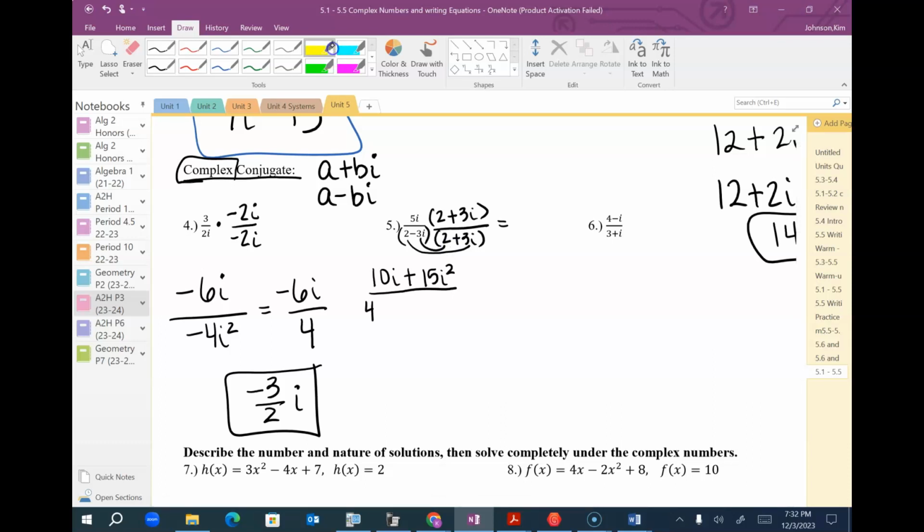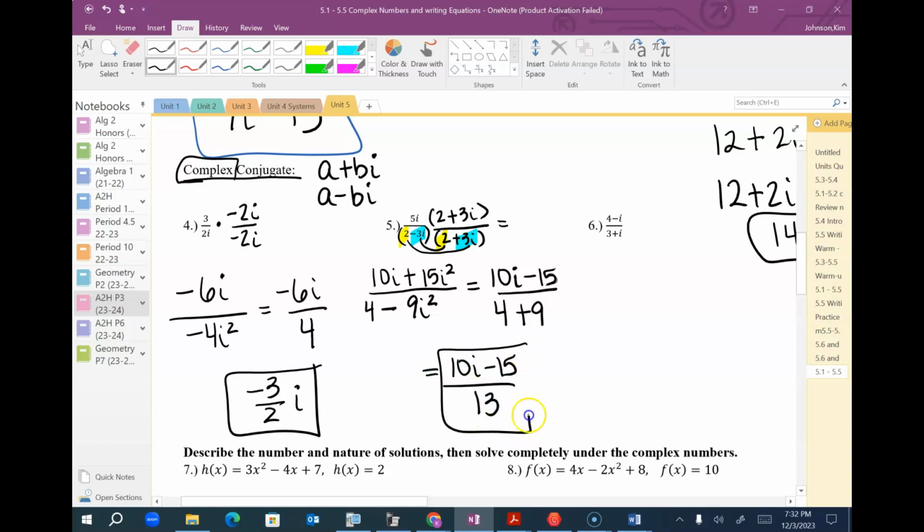So I really just need to focus on multiplying the first numbers and the last numbers. So this will be 4, and then it'll be minus 3i times 3i, which is negative 9i squared. And so I end up with 10i in the top minus 15, because that's 15 times negative 1, and 4 plus 9, because that's negative 9 times negative 1. And so final answer, I get 10i minus 15 all over 13, and I'm done.